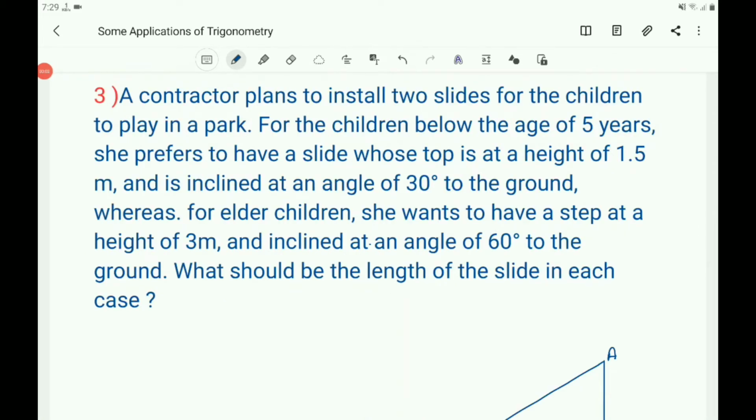Next, the third question. A contractor plans to install 2 slides for the children to play in a park. For the children below the age of 5 years, she prefers to have a slide whose top is at a height of 1.5 meter and is inclined at an angle of 30 degree to the ground. Whereas for elder children, she wants to have a slide at a height of 3 meter and inclined at an angle of 60 degree to the ground. What should be the length of the slide in each case?